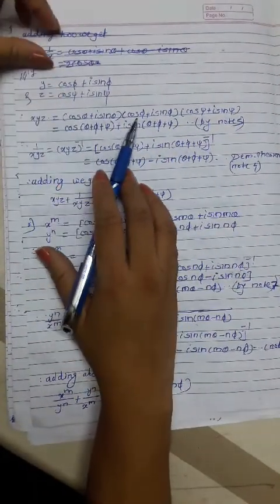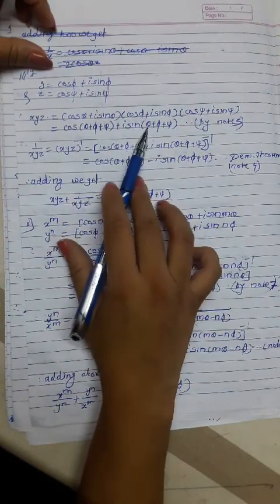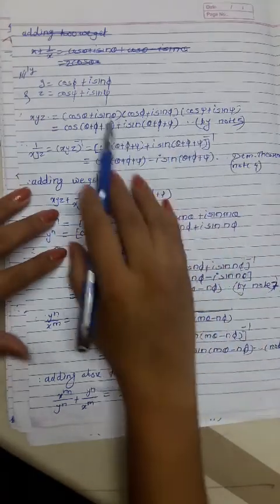Cos of theta plus phi plus psi plus I sin, the same angle for cos and sin throughout the chapter. By De Moivre's theorem.